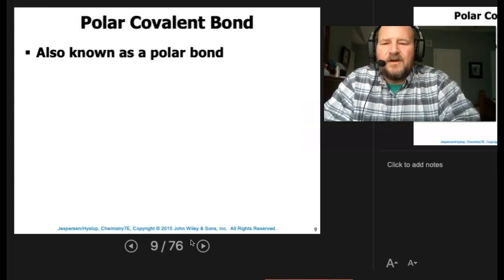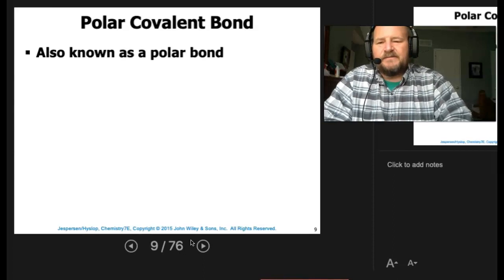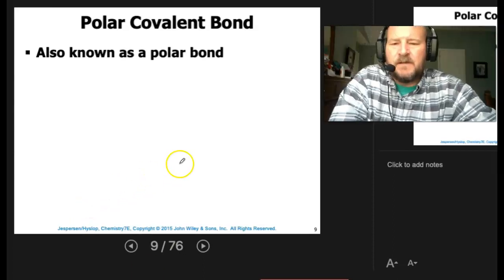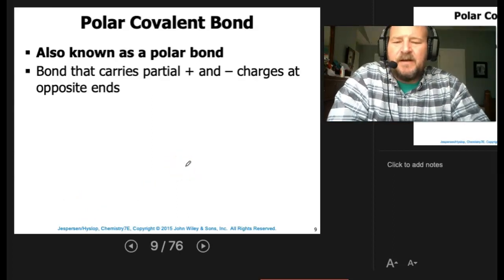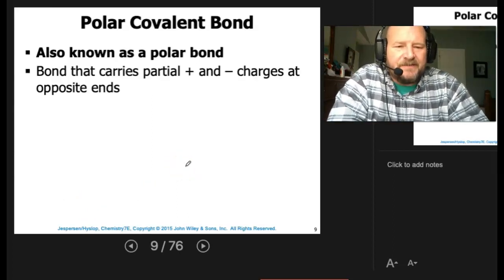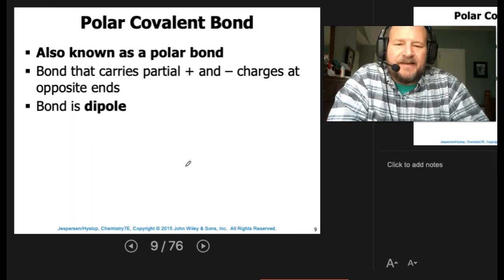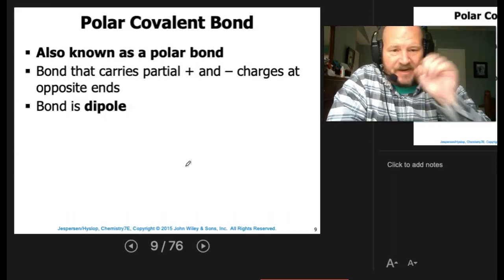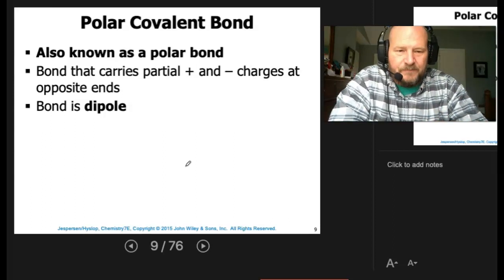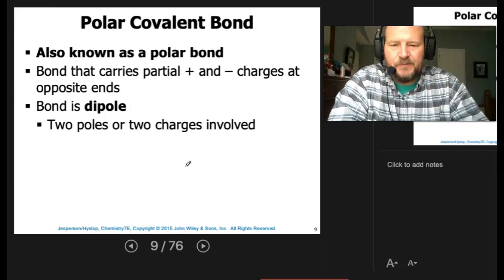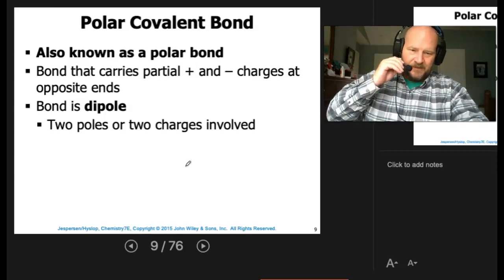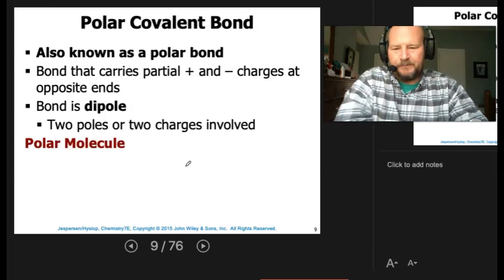All right. Polar covalent bonds. So our polar covalent bond is also known as a polar bond. And again, this is a bond that carries a partial positive and a partial negative, and automatically that means the bond is going to have a dipole. Now, that means we're going to have a polar bond. Okay, that doesn't mean we're necessarily going to have a polar molecule, so we'll get into some of that as well. But saying we have a dipole simply means we have two poles because we have two charges involved, right? So we have a positive pole and a negative pole.